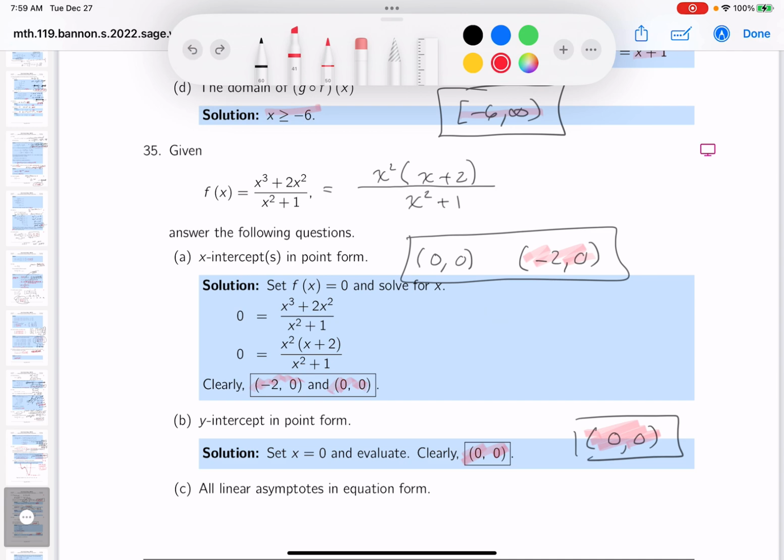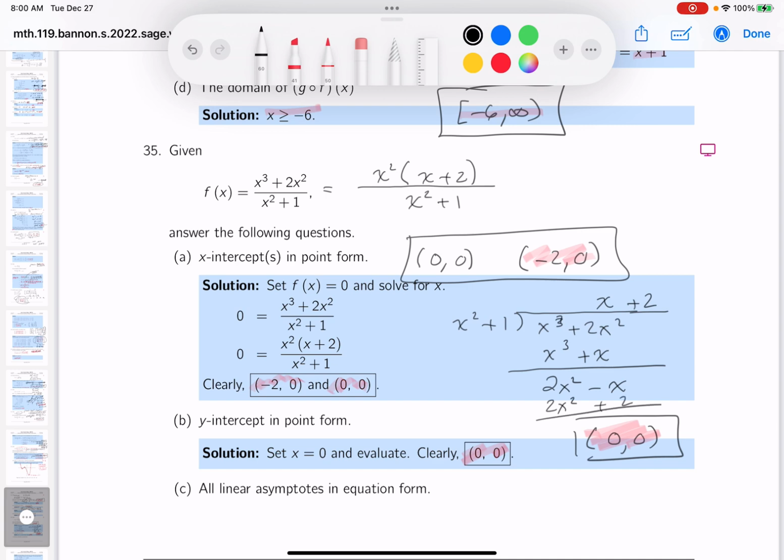It's going to be x squared plus 1 divided into x cubed plus 2x squared. You'd get x, and x times x squared is x cubed. Then you get x times 1, which is x. I'm going to subtract, and what do you get? 2x squared minus x. Then plus 2, and this would give you 2x squared plus 2. And if you subtract that, you would get minus x minus 2.